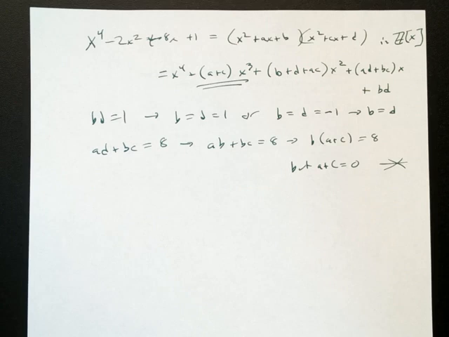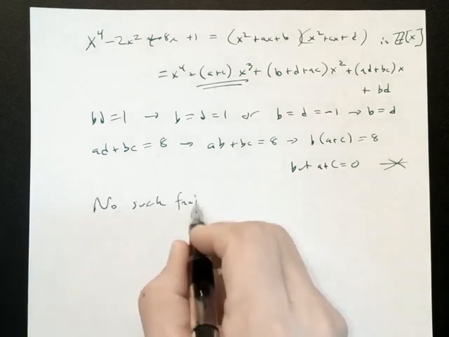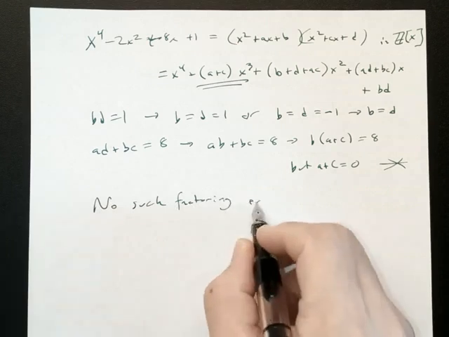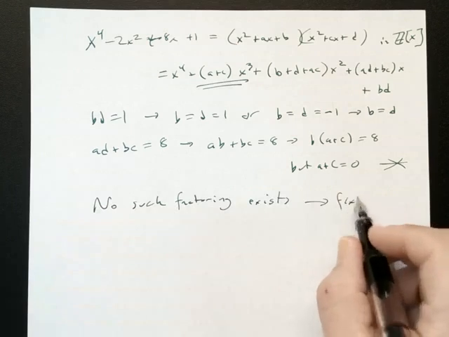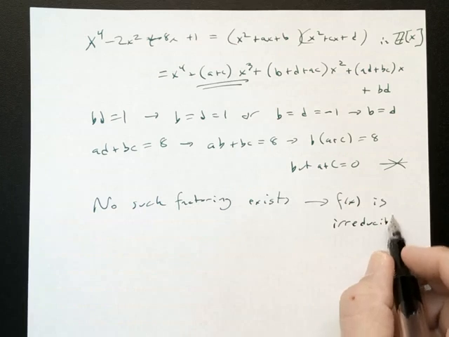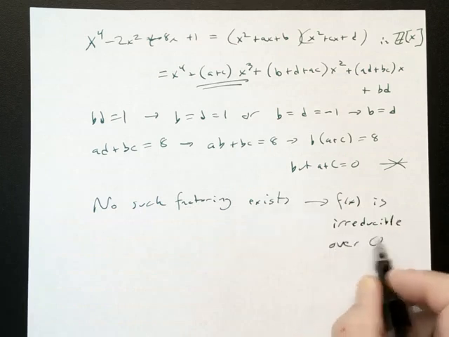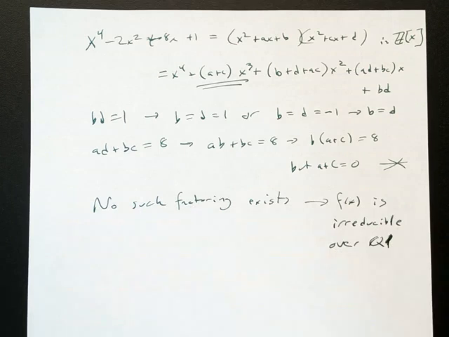Oh, no. No such factorization exists. That means my function is irreducible over the rational numbers. The only roots that polynomial has, all 4 of them, are irrational numbers.